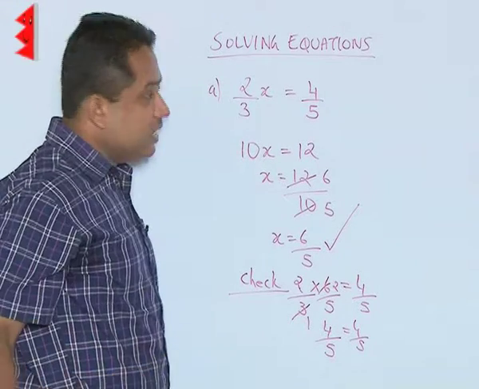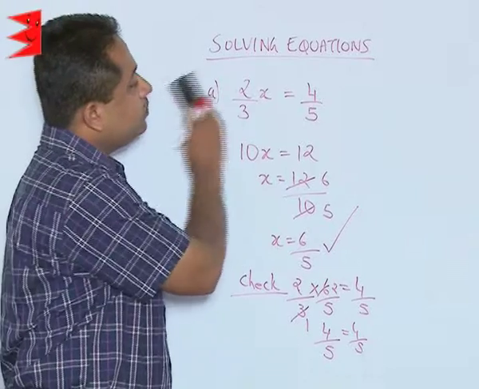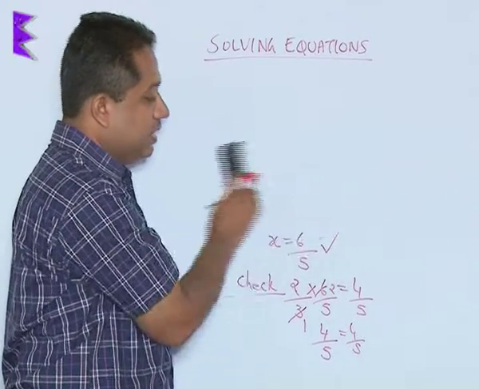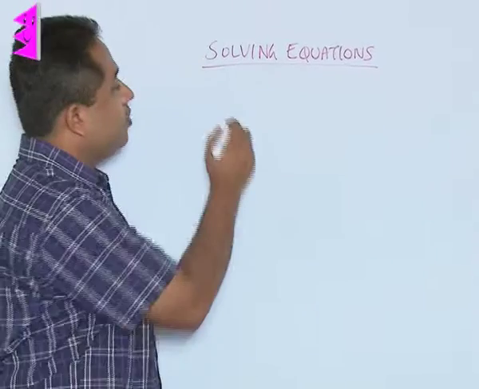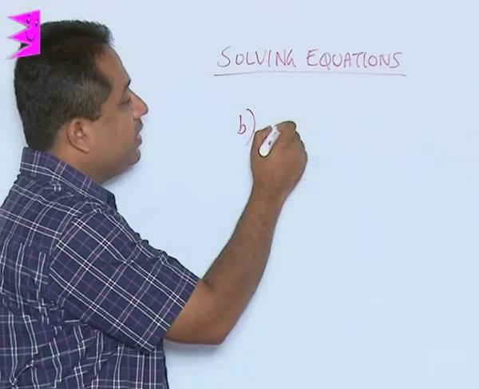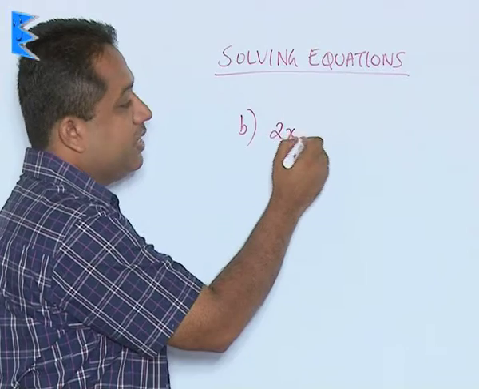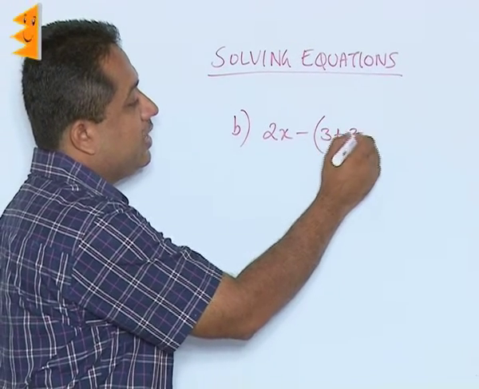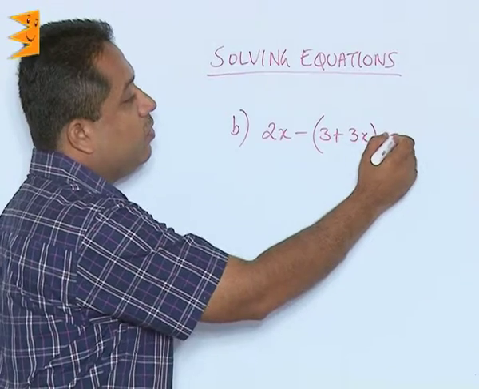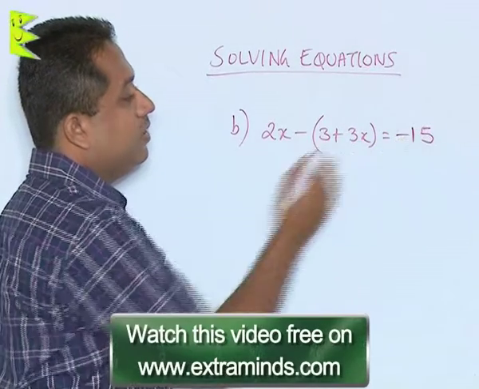Now, we will consider another question where there is a negative sign in front of the bracket. And here you will have to be really careful about solving this. Let us say the equation is 2x minus of 3 plus 3x is equal to minus 15.